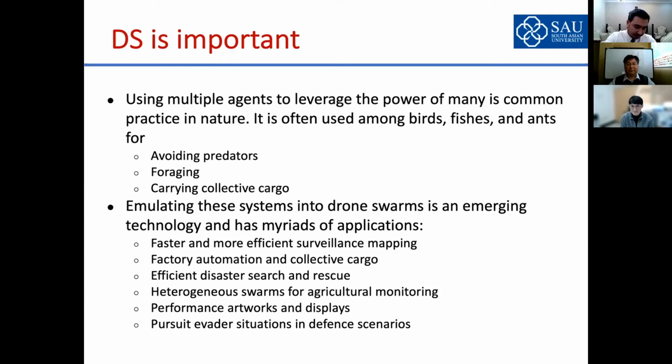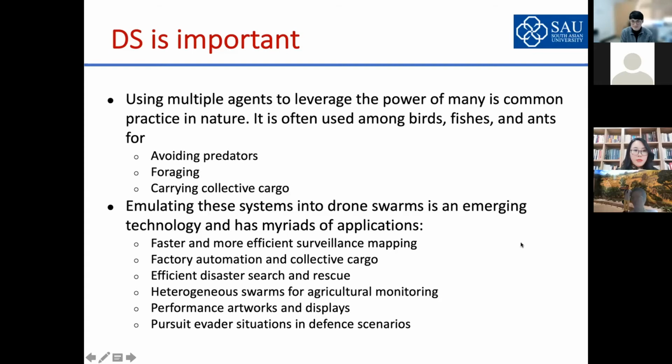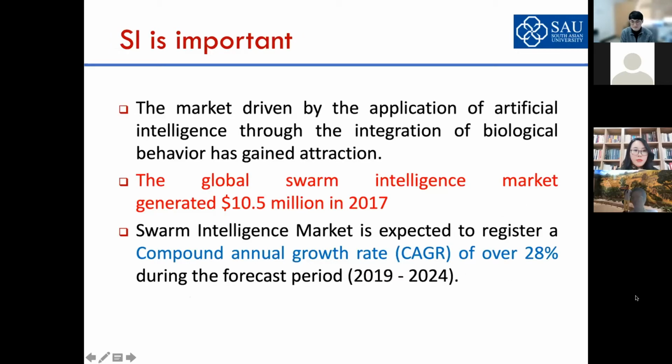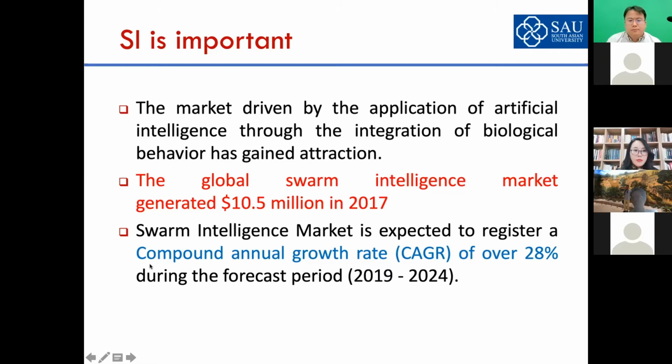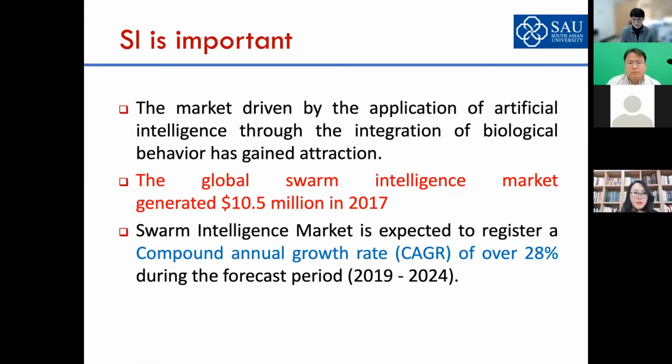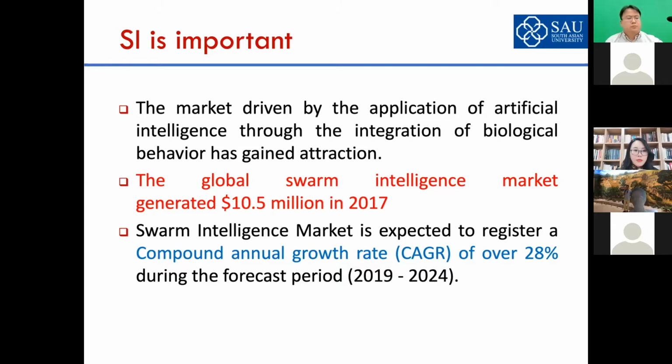Swarm intelligence, not much to say to this audience, is of course one of the most important agendas in soft computing. It has gained a lot of attention in the industry also. There was an industry report which says that in 2017, the global swarm intelligence market generated USD 10.5 million. Of course, this is not a big deal, but the most important thing the report says is the compound annual growth rate, CAGR, which is over 28% in the next 5 years. So this suggests that swarm intelligence is important and has various applications in industry.